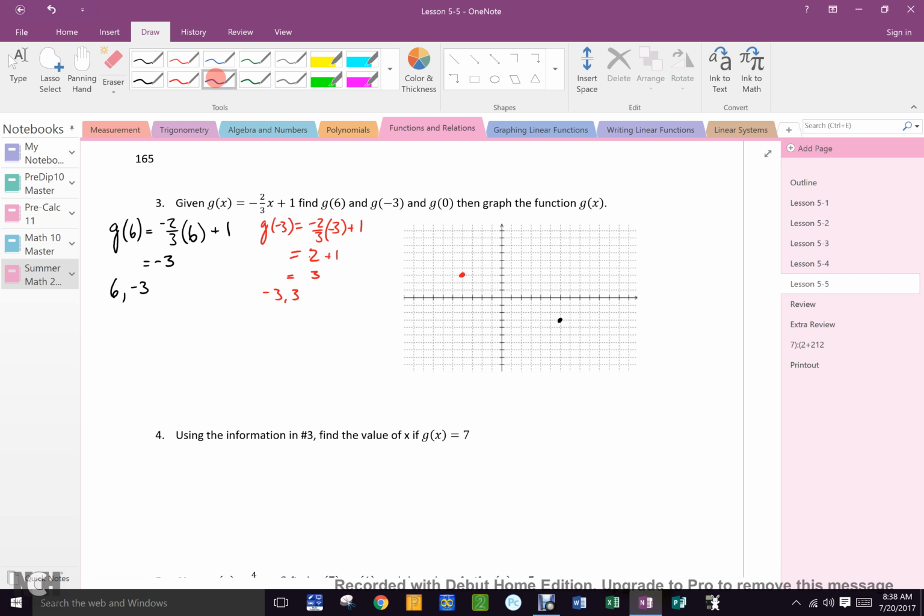And finally, what is the g of 0? So what do I write? Which is 1. So what's my ordered pair? 0, 1. 0, 1. And since I know it's a straight line, I put the red dot in the wrong spot. Since I know it's a straight line, is everybody good?